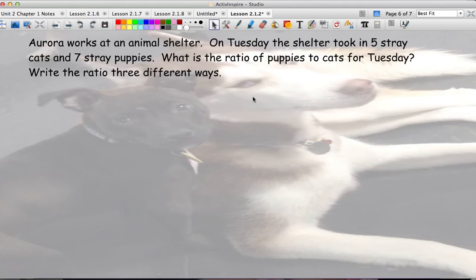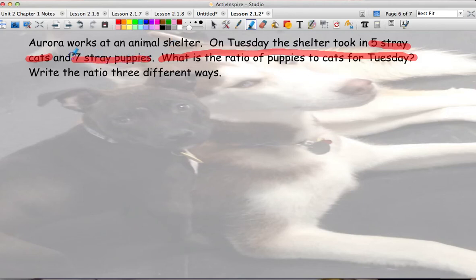So it's important to look at the important part of the question. Of course, the question is always important to hold on to. Is it important that Aurora works at an animal shelter? Not for the purpose of the question. Is it important that on Tuesday they took the number of animals in? Not in this case. All that's important is it's 5 stray cats and 7 stray puppies.